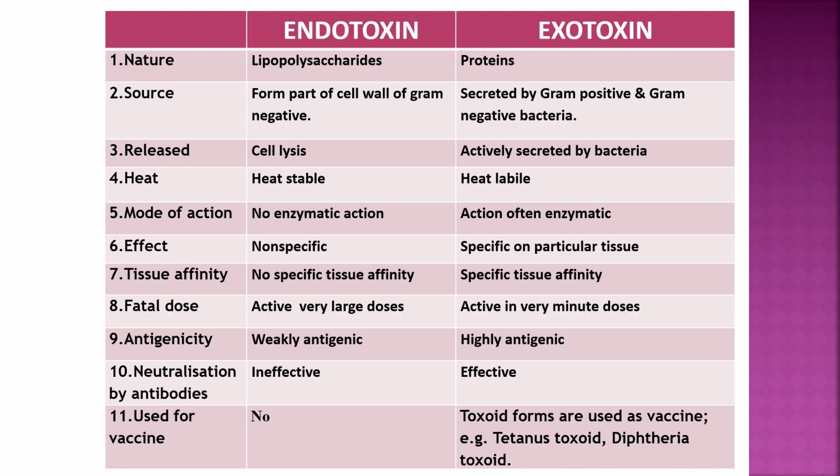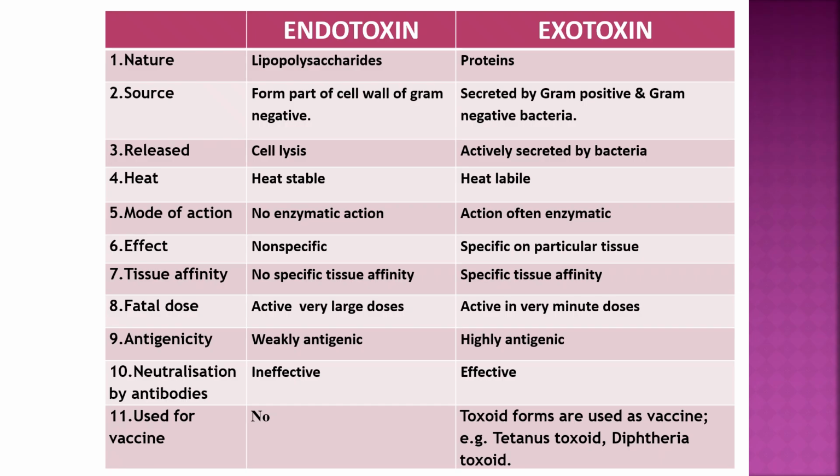Now we will see endotoxin and exotoxin differences. So endotoxin is lipopolysaccharide in nature, exotoxin is protein. The source, endotoxin forms part of the cell wall of gram-negative bacilli, and exotoxin is secreted by gram-positive and gram-negative bacteria. The endotoxin is released after cell lysis, exotoxin is actively secreted by bacteria. Endotoxin is heat stable, exotoxin is heat labile. Endotoxin has no enzymatic action, exotoxin action is often enzymatic.